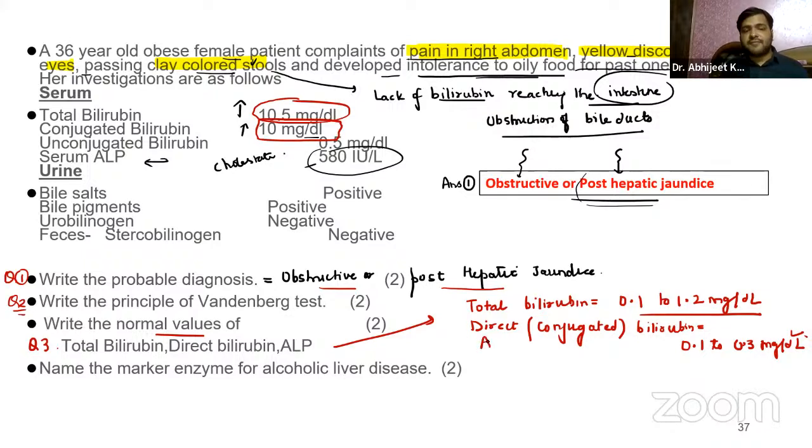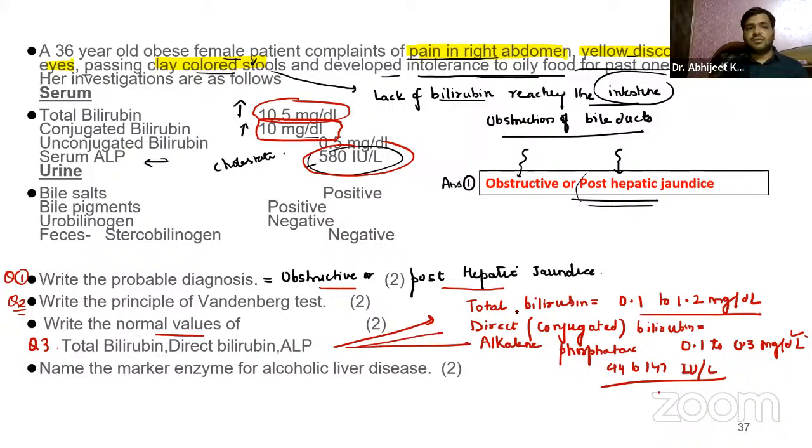And we have alkaline phosphatase, and remember it is 44 to 147 international units per liter. Over here, you can see it is 580, it is increased. So these are the three normal values that you have to remember.